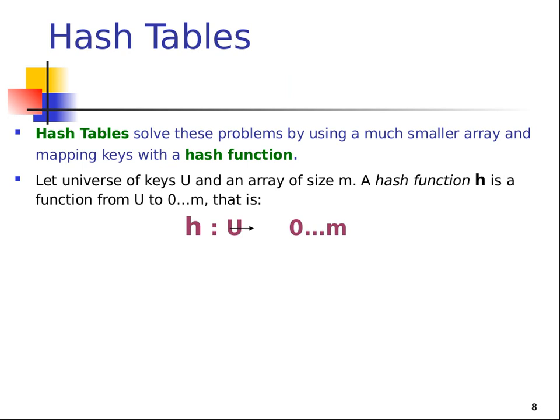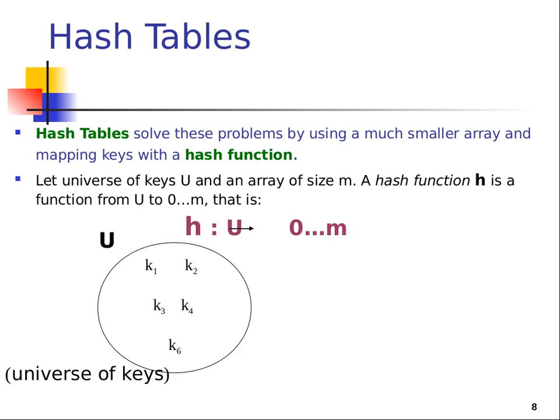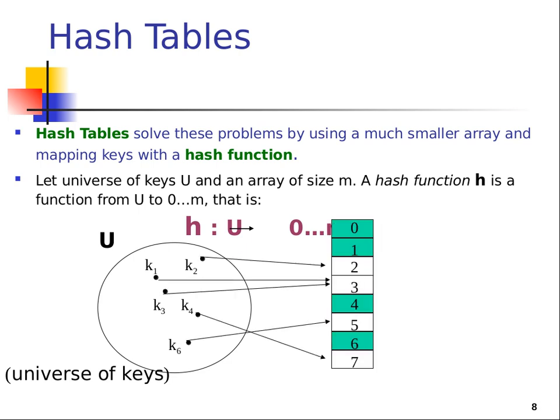All right, don't know why these slides are messed up, but they are. So they solved this problem by using a much smaller array and mapping keys with a hash function. Basically you're going to take all the possible keys, the universe of keys, and then map them to some number that is within the size of the array. Maybe key 1 maps to 3, key 2 maps to 2, key 3 maps to 3, key 4 maps to 7, key 6 maps to 5. Notice they don't have to be in any particular order. They just have to map around.